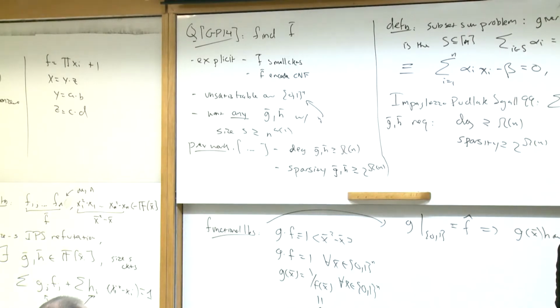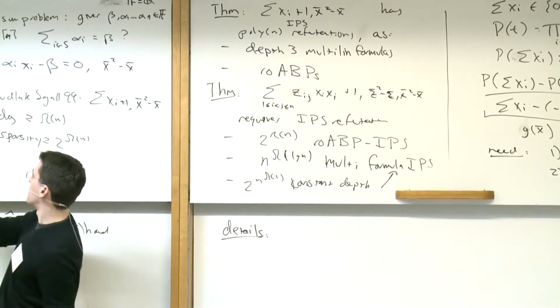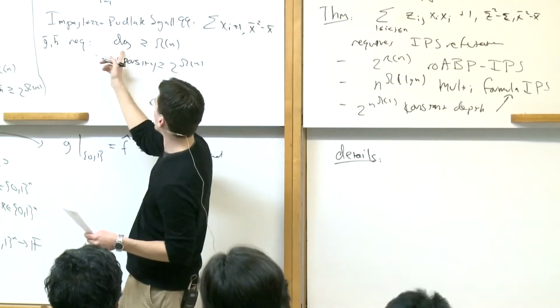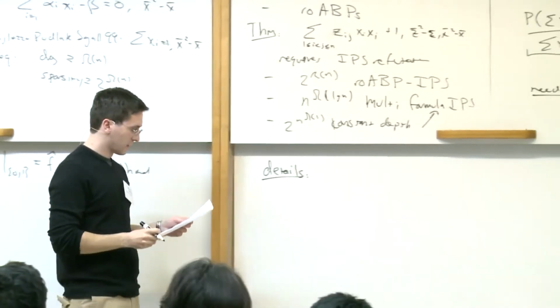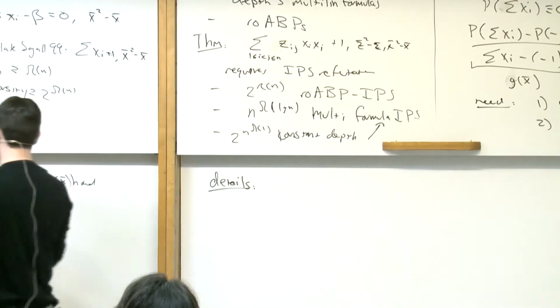All right, so now we want to do some details. So the first thing I want to do is just review this IPS 99 statement that you have, it is right here. Cool. Okay, so the degree is at least linear, right? Okay, so I'm going to phrase this now as a functional lower bound. I guess I could actually do it over here.